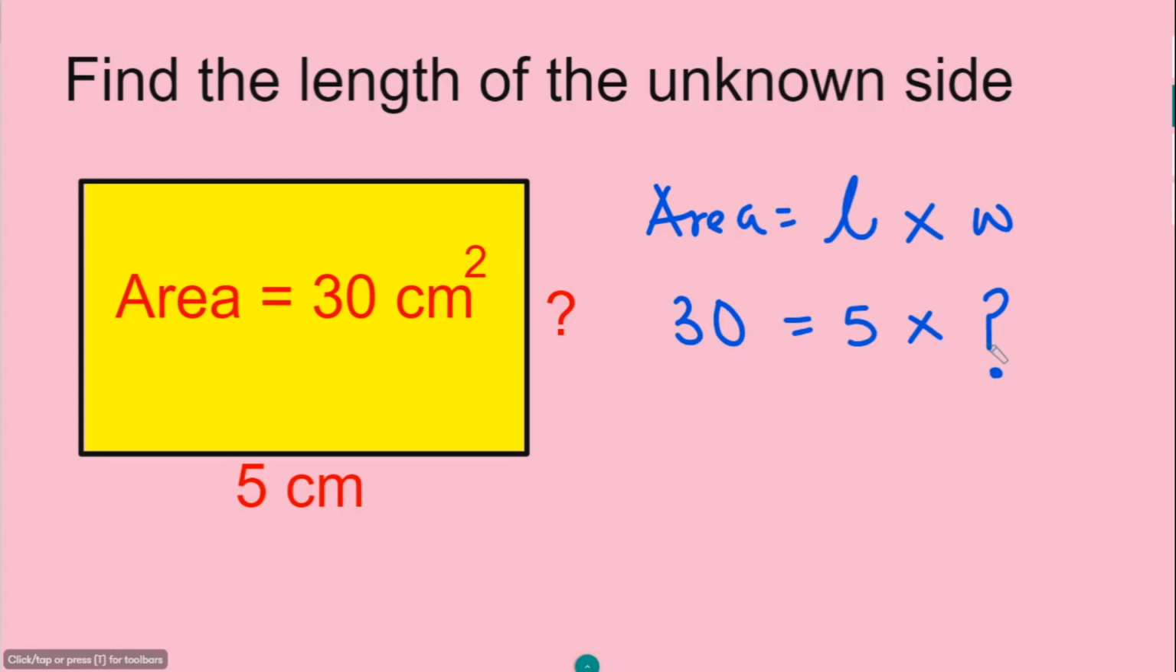Now there are two ways you could work this. One way is to think, what number will I multiply by 5 that will give me 30? Of course, you know that's going to be 6.